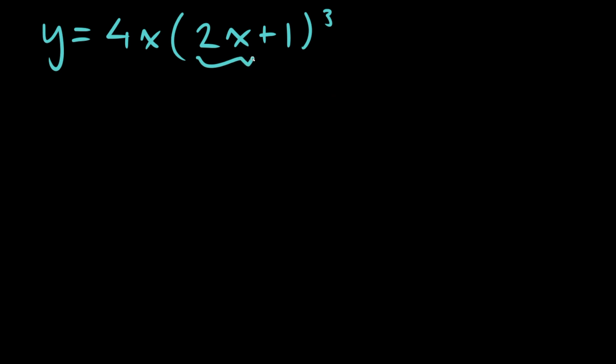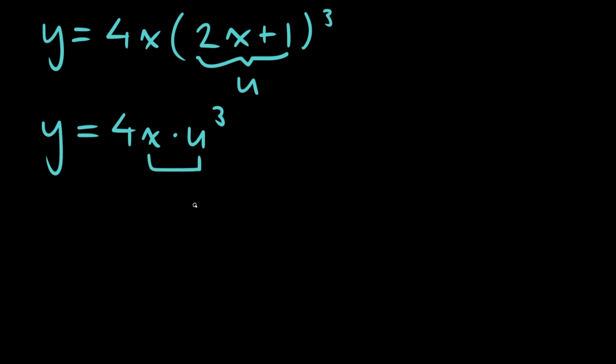So let's call this part u. So we'll have y is equivalent to 4x times u cubed. Now the reason why we're able to write y in terms of two different variables is because we know that u is just in terms of x. The u is just for our own simplicity. So let's use the product rule on this part here.